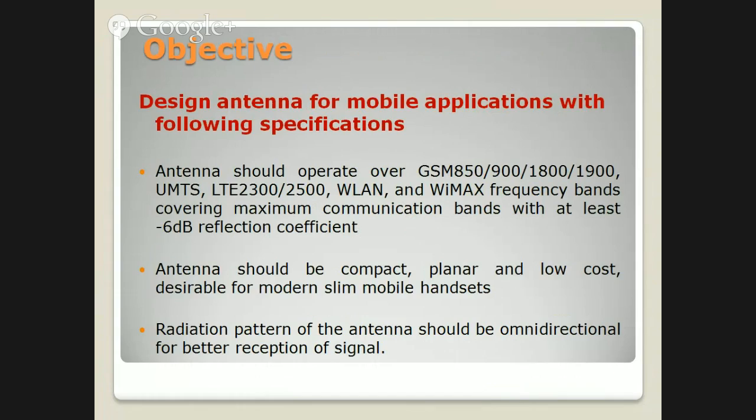My objective is to design an antenna for mobile application with the following specification. Today, more and more bands are demanded to be accommodated in a single antenna. So I designed the antenna to operate at GSM 900 MHz, 1800 MHz, 1900 MHz, UMTS, LTE 2300 to 2500, and the WLAN and WiMAX frequency bands. The antenna should be compact, with a planar structure and low cost profile, and the radiation pattern should also be omnidirectional.